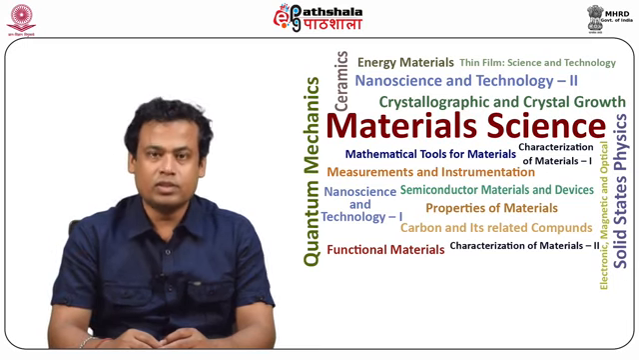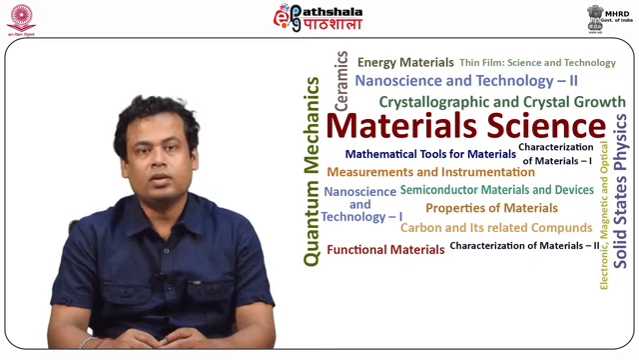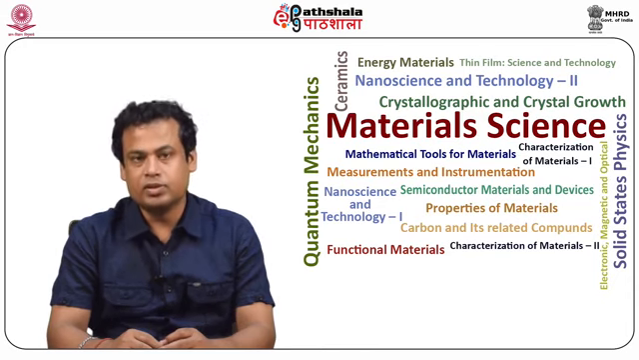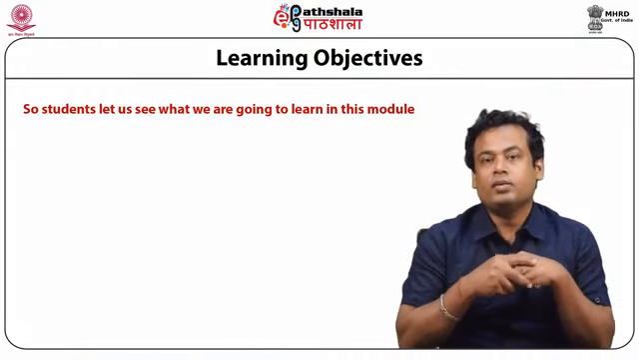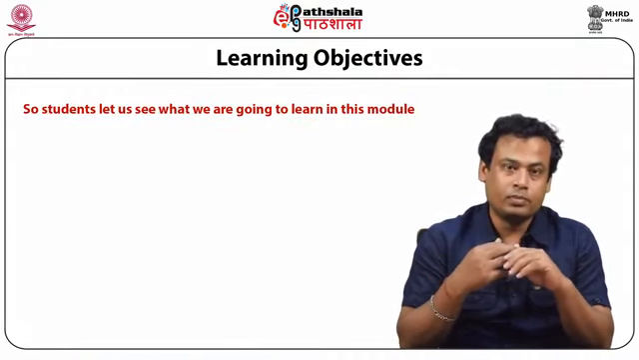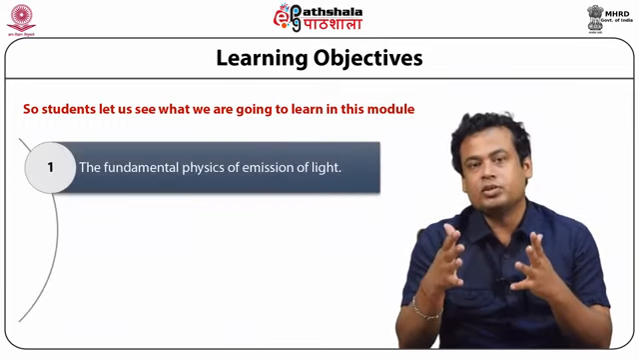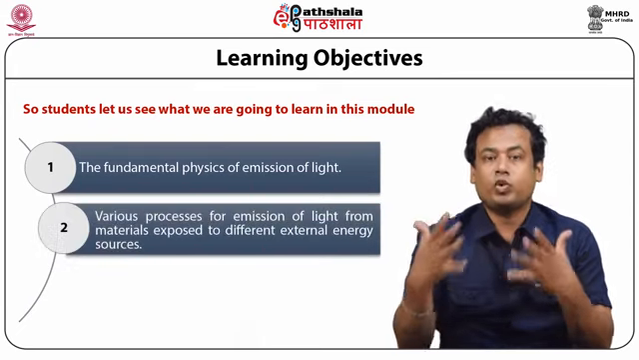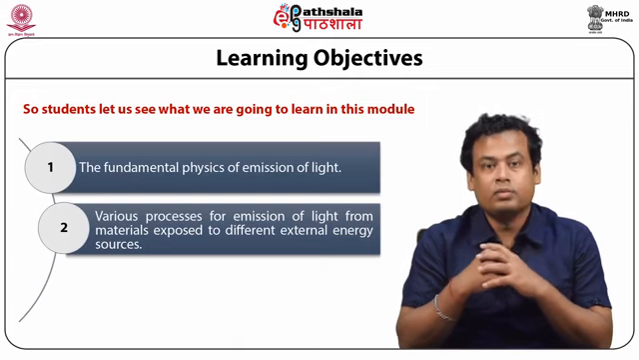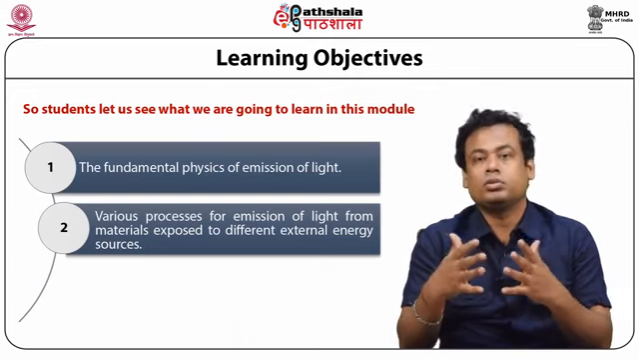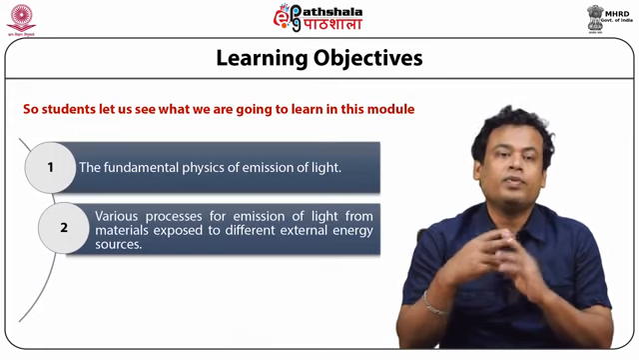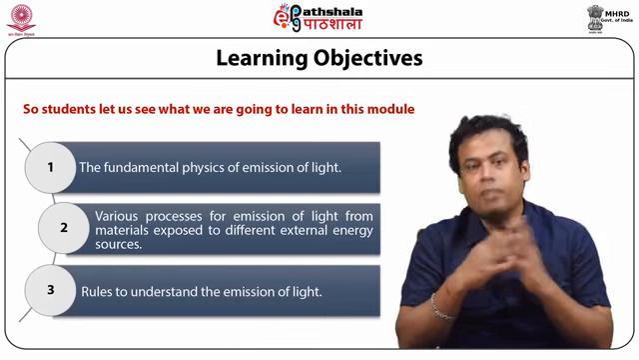Today we are going to discuss a module called Characterization of Fluorescence Emission, under the paper entitled Characterization of Materials 2. So students, let's see what we are going to learn in this module. First, the fundamental physics of emission of light. Second, various processes for emission of light from materials when exposed to different external energy sources. And third, we will find the rules to understand the emission of light.